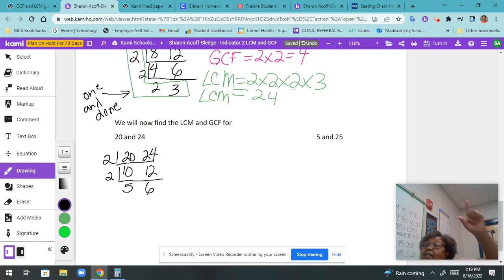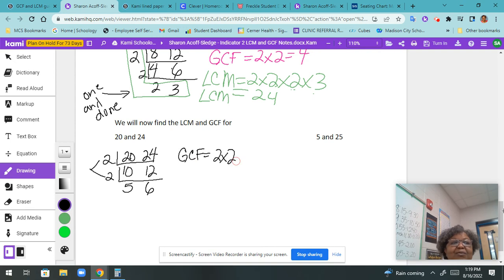So we are 1 and done. Once we get to where the only number that goes into both numbers is 1, we are done. My GCF, those are my 2 numbers on the side right here. That's going to be 2 times 2, which is 4. Y'all can tell I like doing this lesson. Once I learned how to do it this way, I was like, I love it.